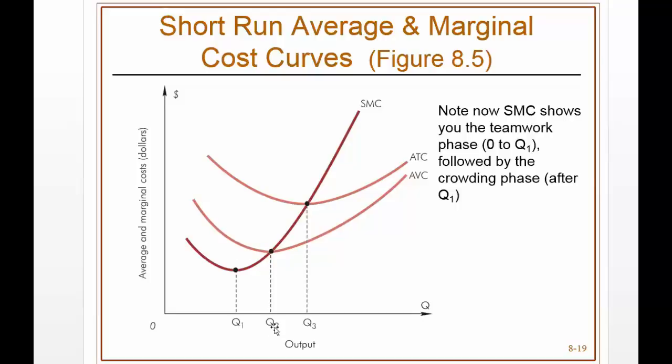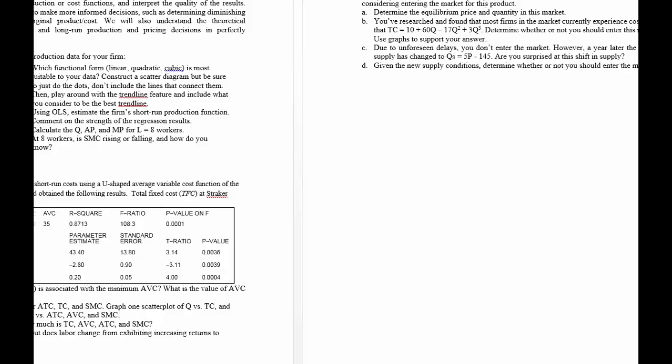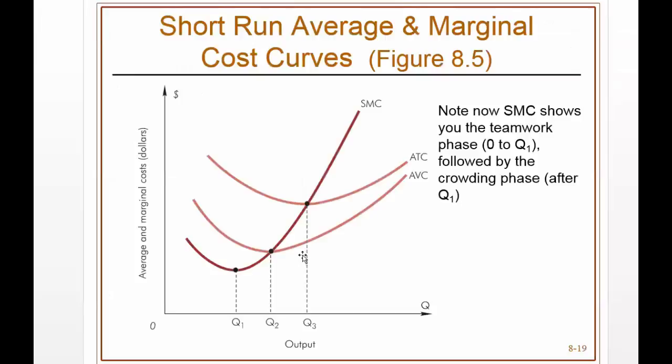So for output levels less than Q2, the average variable cost curve is falling, so it has a negative slope. And for output levels greater than Q2, average variable cost is rising, so it has a positive slope. But right at its minimum, its slope is equal to 0. If I had an equation for average variable cost, how can I use it to figure out where its minimum point is? Well, you need to know where its slope equals 0. So I'm going to take the derivative of that average variable cost equation and set it equal to 0, because that will tell me where the minimum point is.